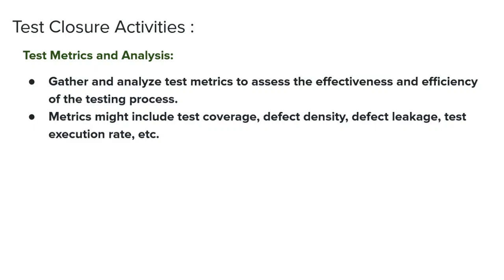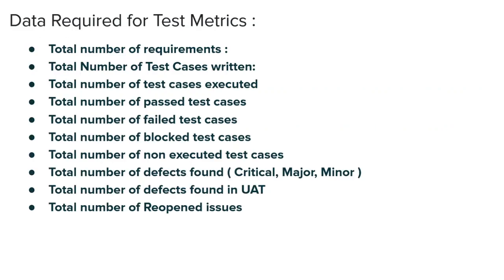To calculate these things, the first and important thing is we should have some proper data. And what is that data? What is the prerequisite for creating such test metrics? This is the type of data which we should gather for test metrics creation. Total number of requirements. For the project on which you have already worked for testing, what is the number of total requirements included in that project?